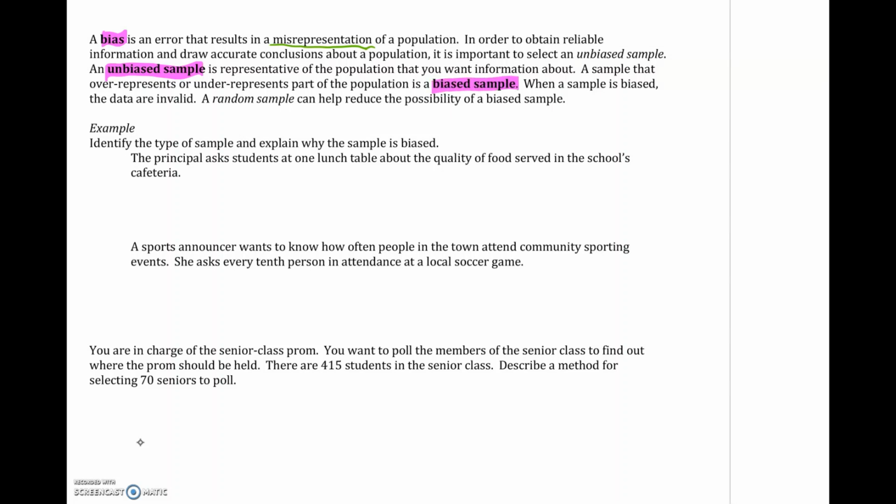Because when we have a biased sample, our data is invalid, so you can run this beautiful study, this experiment, and come up with great conclusions that are consistent to your study, but if your sample was biased, we throw everything out the window, and it's a waste of your time.